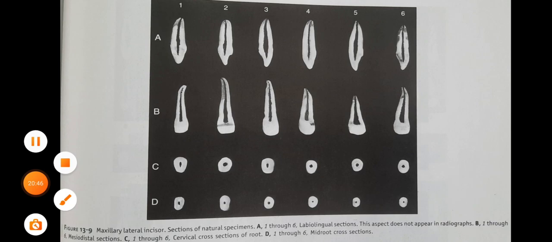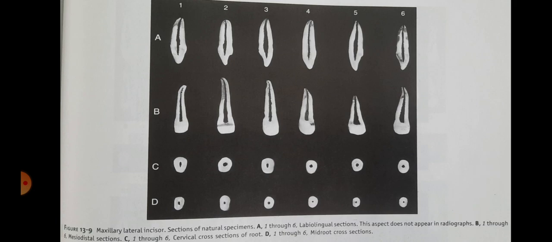The pulp chamber generally follows the outline form of the root, but secondary dentin may narrow the canal significantly. You can see this in figure 13.9 D4 and 6. The pulp canal is narrowed due to the formation of secondary dentin.